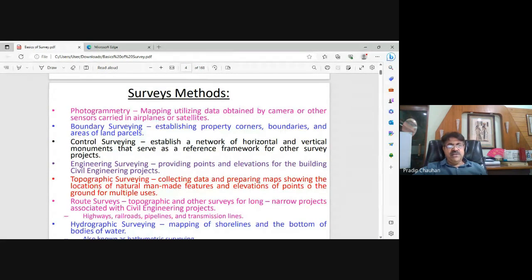There is engineering survey, which provides points and elevation for building and civil engineering projects. Then topographical survey, where we collect data and prepare maps, covering natural and man-made features, maybe plants or something, and the elevation of those points and ground for multiple uses.